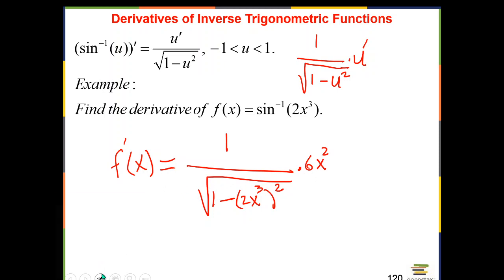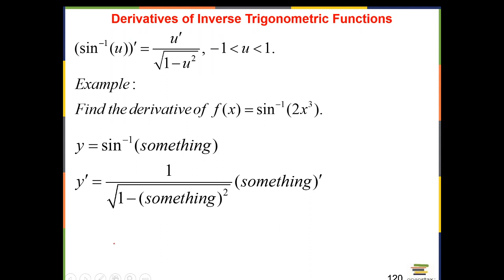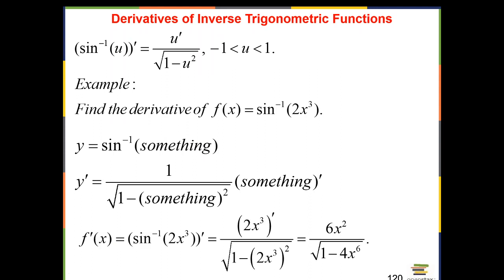All right, so that's the idea. Let me give you the answer. It would be 6x squared over the square root of 1 minus 4x to the 6. 2 to the second is 4, and x to the third to the second is x to the 6. You have to multiply the exponents, right?